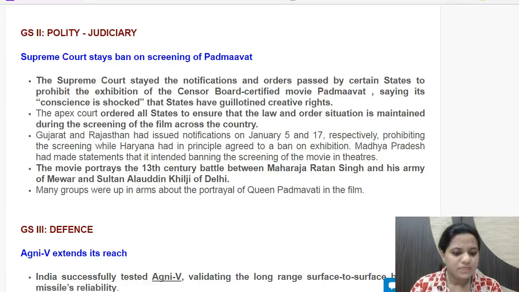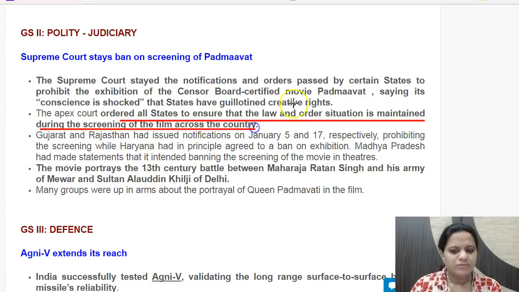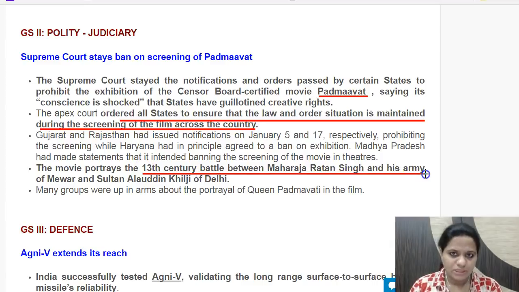So it has ordered all states to ensure that the law and order situation is maintained during the screening of the film across the country. So the Padmaavat movie has seen a lot of controversy. Finally, it was Padmavati. Now it has been named Padmaavat, and it is based on the war during the 13th century between Maharaja Ratan Singh and his army of Mewar with the Sultan Alauddin Khilji of Delhi. So during this time, Johar was committed by the women here because the army could not win.